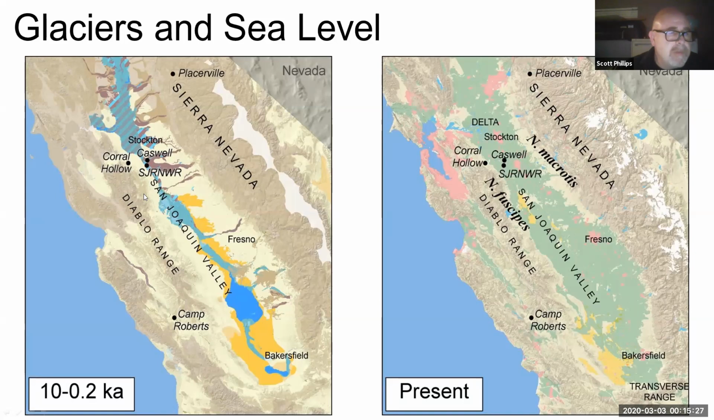And as we move from the end of the ice ages to today, we have a rise in sea level filling up San Francisco Bay and up into the Delta. And we also have a lot of changes over the landscape because of the human modification of the environment.